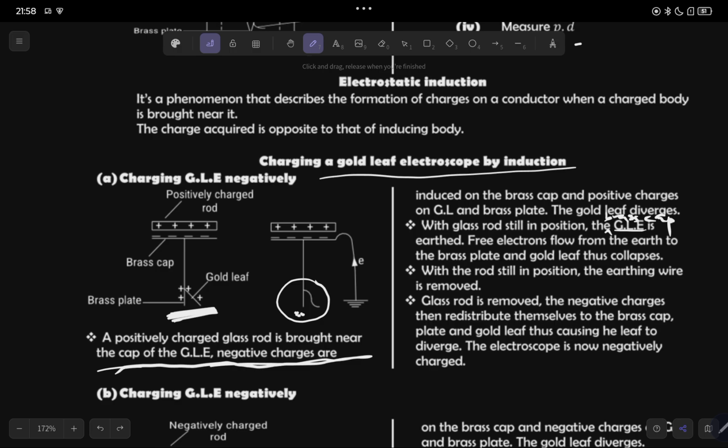After removing the earthing wire, the glass rod or the inducing charge is later on also removed. After it has been removed, the electrons which are on the brass cap will redistribute themselves on the brass cap, on the plate, on the gold leaf, and will cause again the gold leaf to diverge. Therefore, we have charged our gold leaf electroscope negatively by induction.